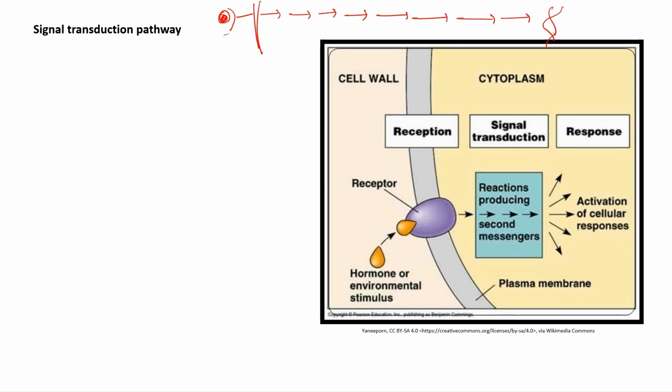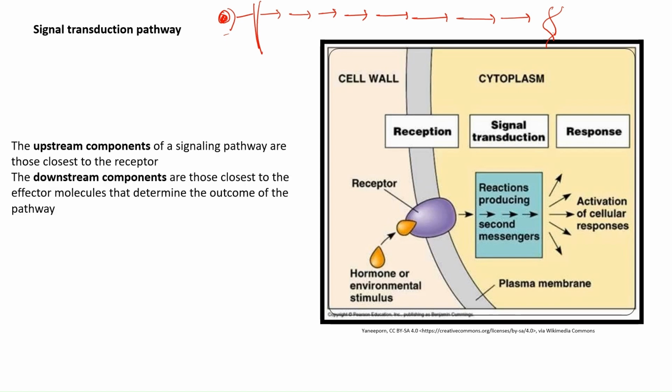that ligand binding. Now, in the signal transduction pathway, some components are known as upstream components, some as downstream components. The components that are towards the receptor molecule, or closest to the receptor molecule, we call upstream. And the components that are closest towards the gene side or the response side, we call downstream. So as soon as any ligand binds with the receptor, a cascade of reactions will start, which ultimately helps in the expression of some genes.